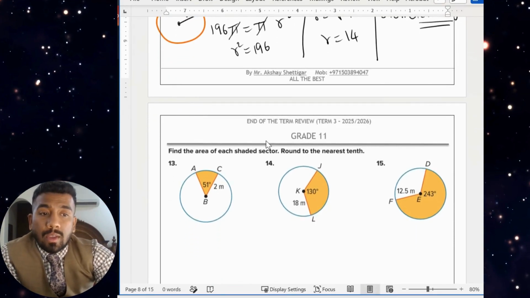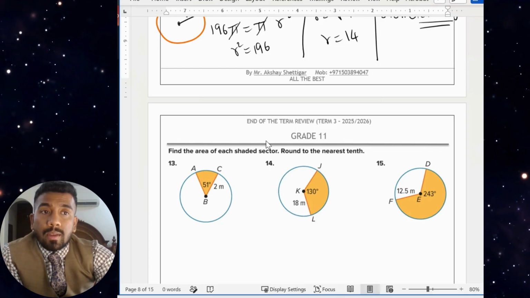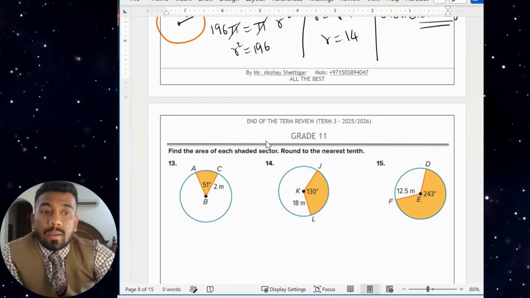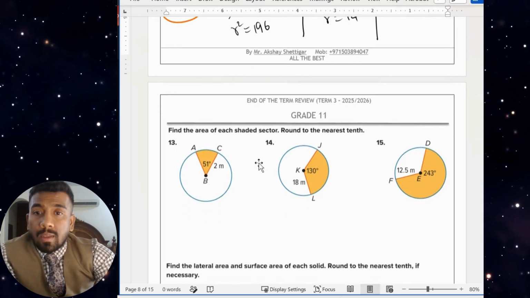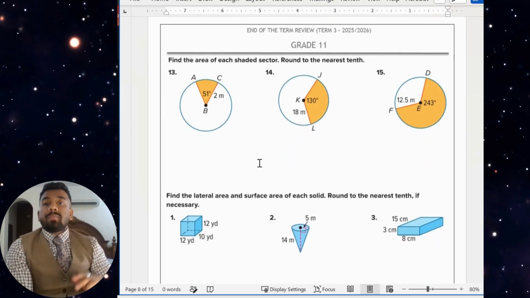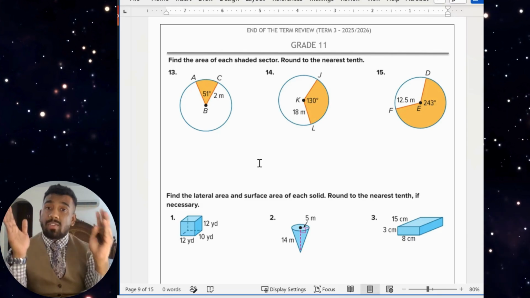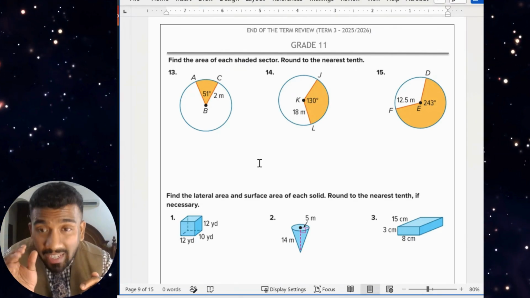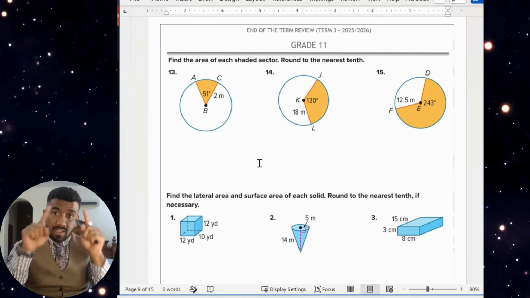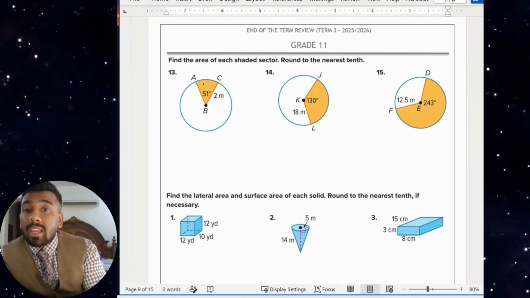Okay. Find the area of the shaded sector. Now here, area of a circle is finished. Now we need to find the area of a shaded sector. So that sector which is yellow, we need to find the area of this.